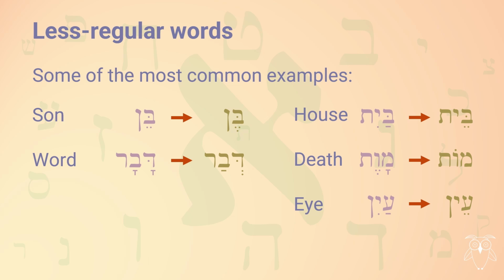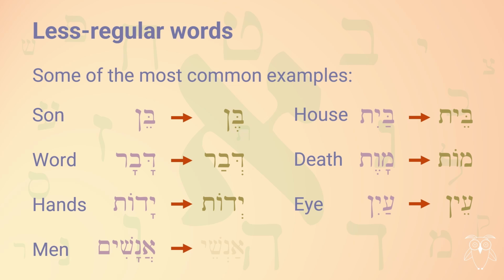And the same is true for some plural words. Hands, yadoth to yedoth. Men, plural, anashim to anshei. In the first example, you go from a long tsere to a short segol. And in the other examples, the second last syllable becomes a shva.